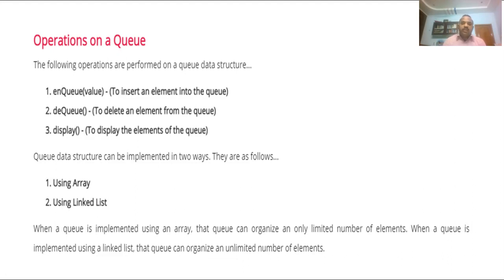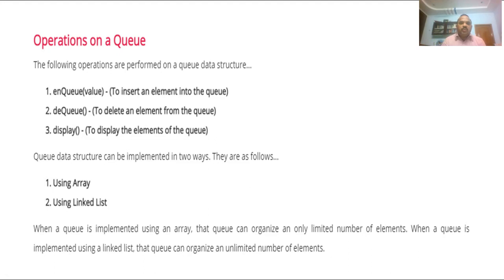In this unit, we are implementing queue data structures using arrays only. Linked list in third unit we will discuss. When a queue is implemented using an array, that queue can organize only a limited number of elements. Stack is also the same. Why? Using array, static memory allocation is done at the program writing time. We will assign memory. If we want to increase, is it possible? No. So clear?